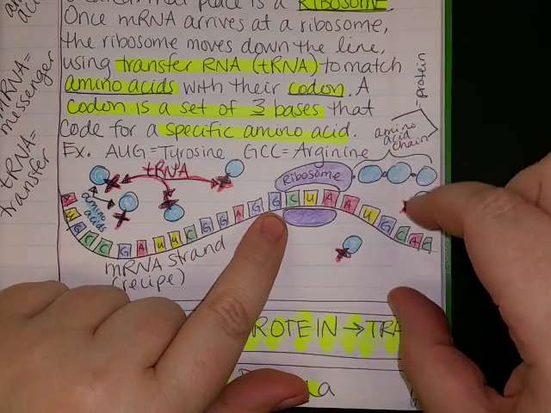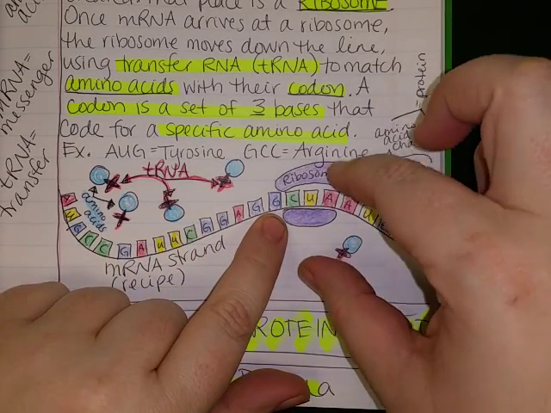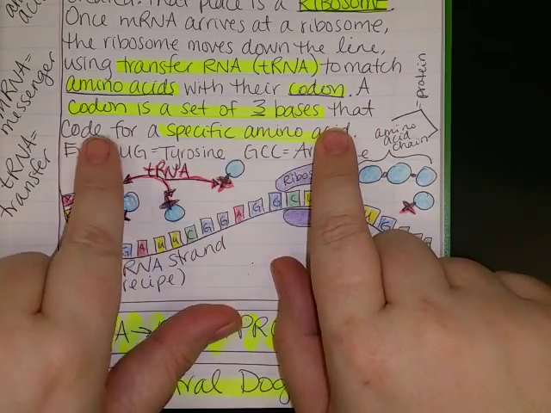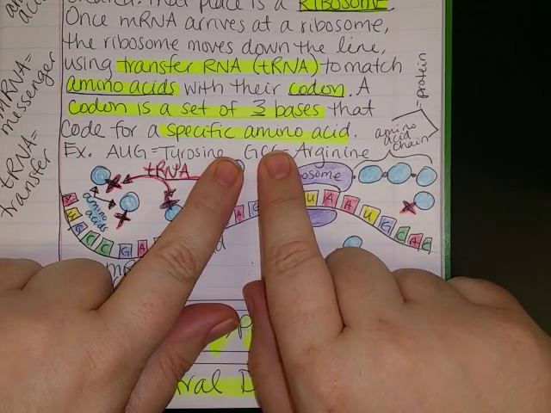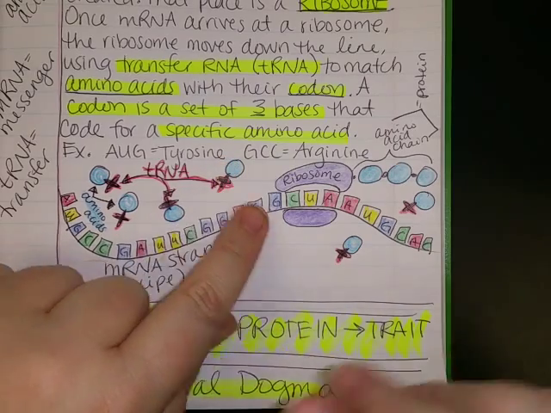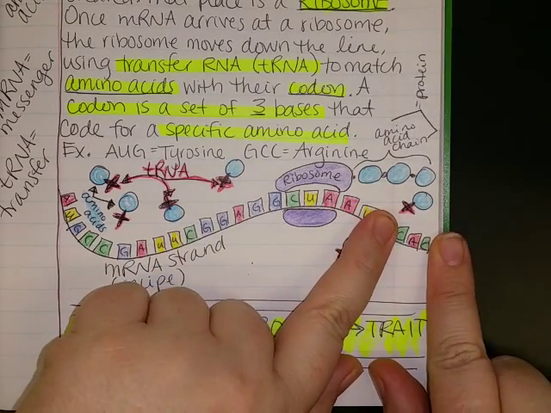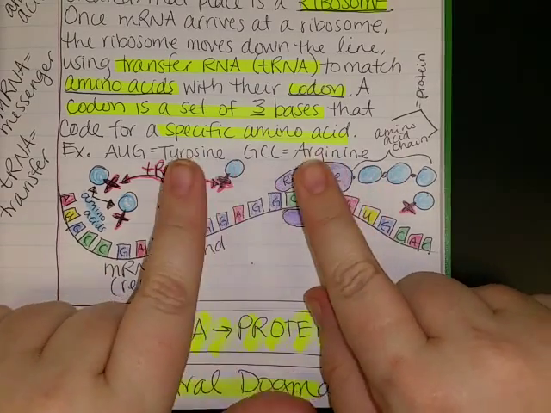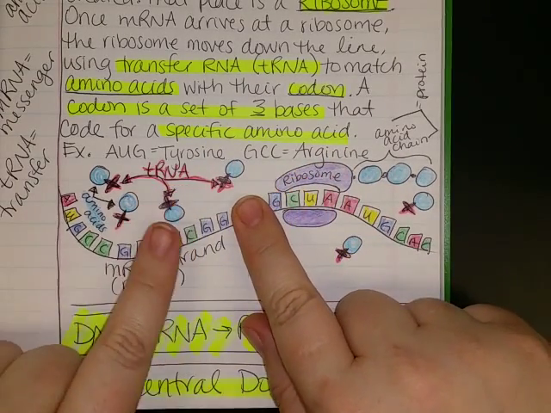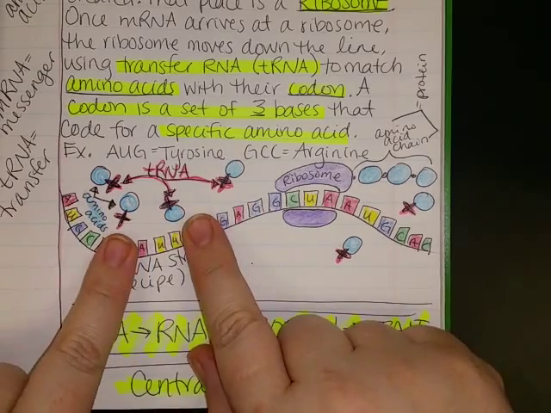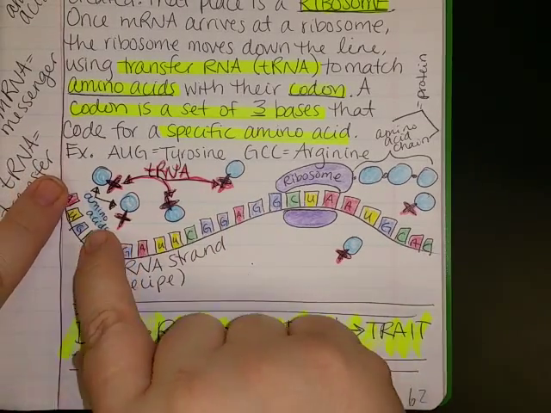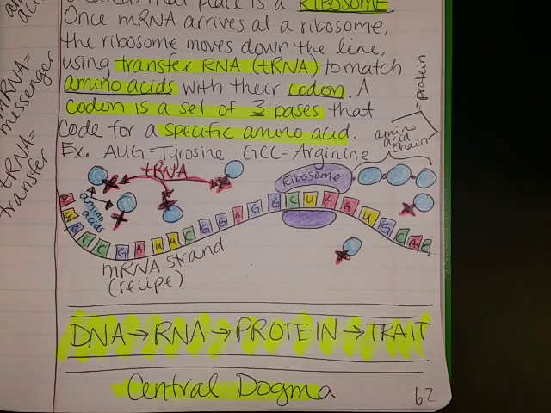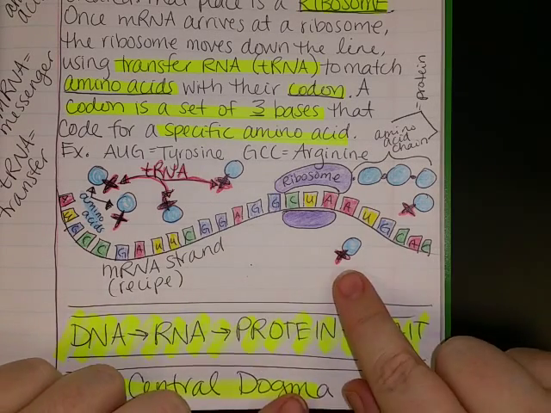Okay, so on a ribosome, every 3 letters is a codon. A codon is a set of 3 bases that code for a specific amino acid. There are 20 amino acids altogether. Every 3 bases, there's 1 amino acid, there's 1 amino acid, that's 1 amino acid, and it just goes down the line. There's actually a chart that will tell you what amino acids are what bases, codons.